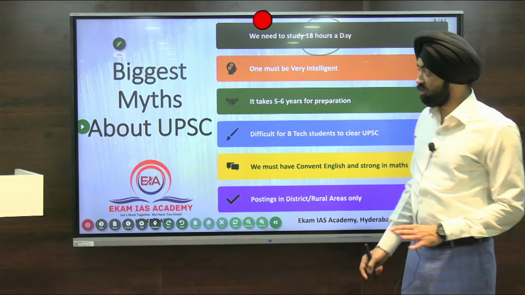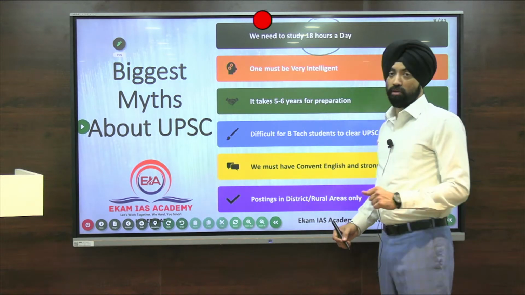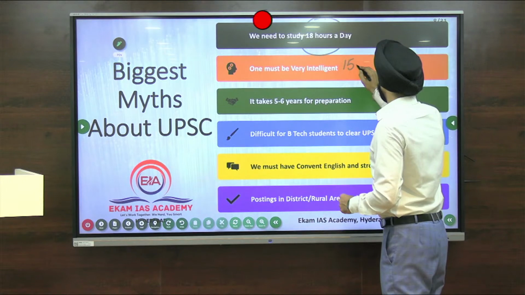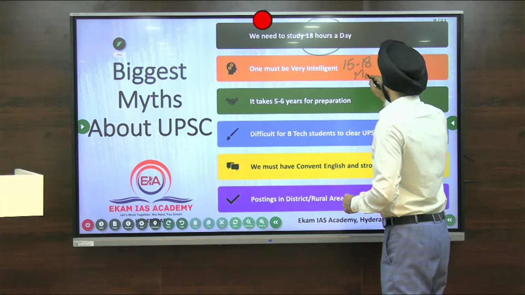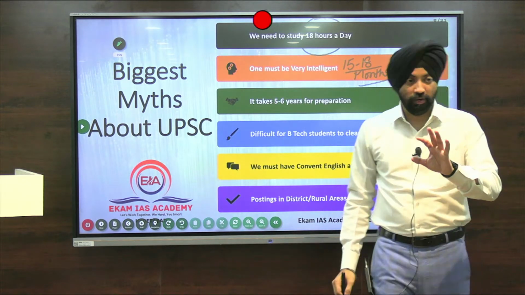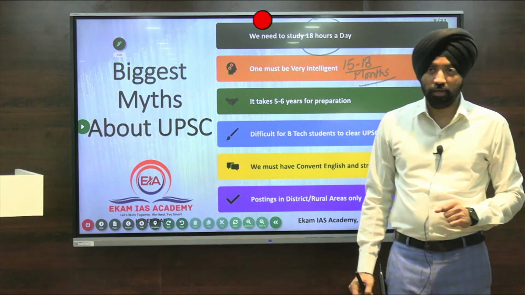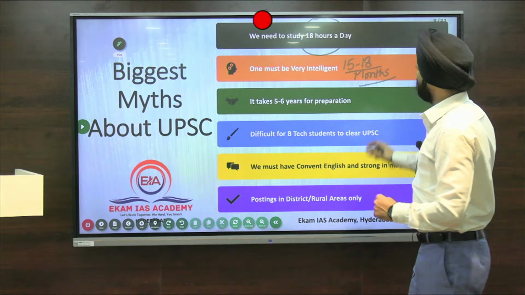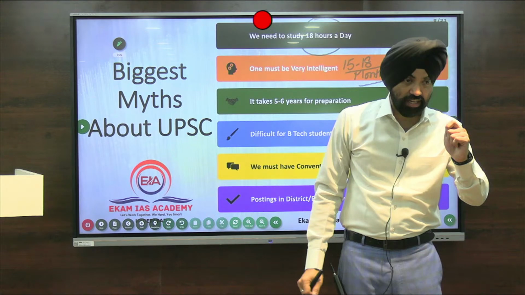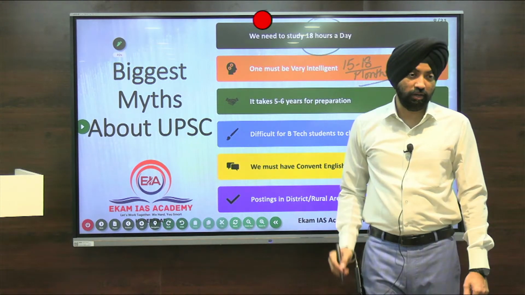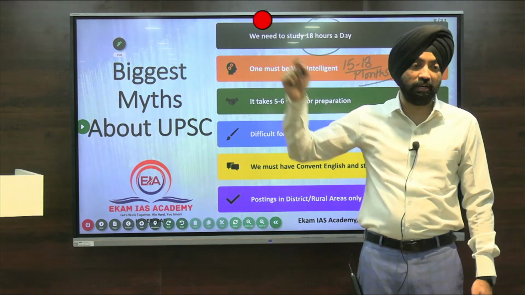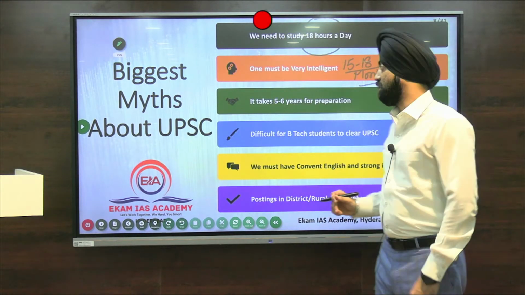As a thumb rule, it is said that it takes anywhere between 15 to 18 months to prepare for UPSC. In this entire duration, maybe for a month or less than a month, he or she would have studied 18 hours a day. So it does not mean that you have to study 18 hours a day from day 1 till you go to write the examination. Okay, try to understand that dimension.